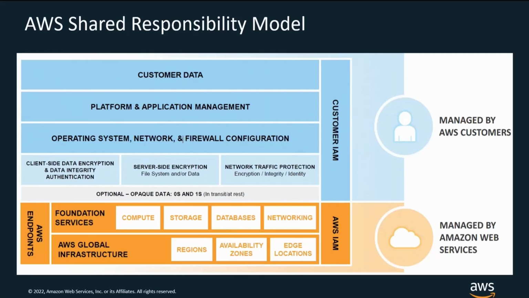As an AWS customer, you benefit from a data center and network architecture that is built to meet requirements of most security-sensitive organizations. Security is a shared responsibility between AWS and you. The shared responsibility model describes this as security of the cloud and security in the cloud. So for security of the cloud, AWS is responsible for protecting the infrastructure that runs AWS services in the AWS Cloud. AWS also provides you with services that you can use securely.